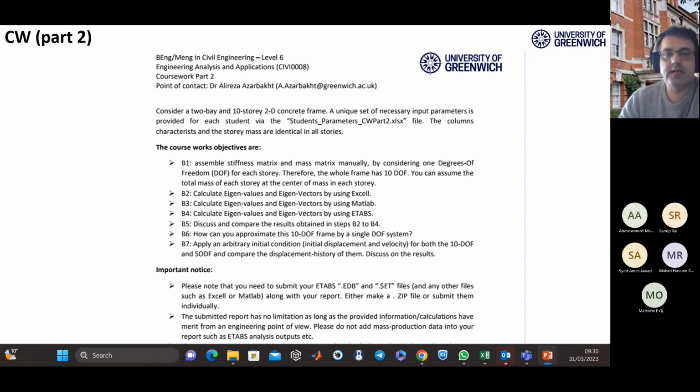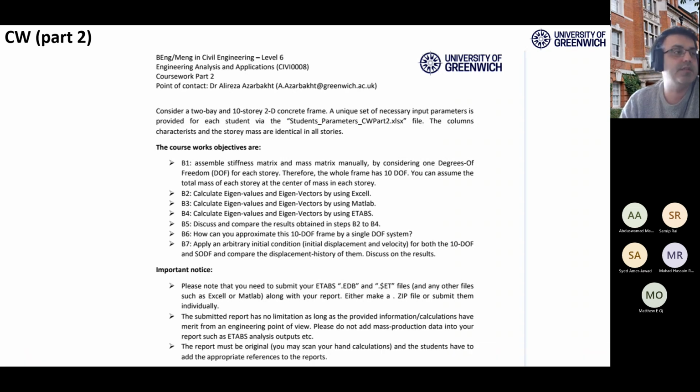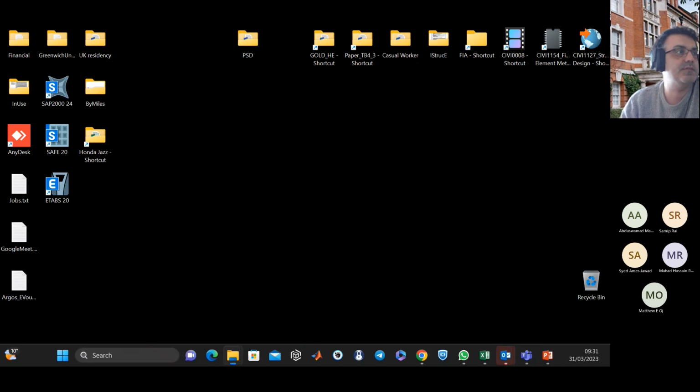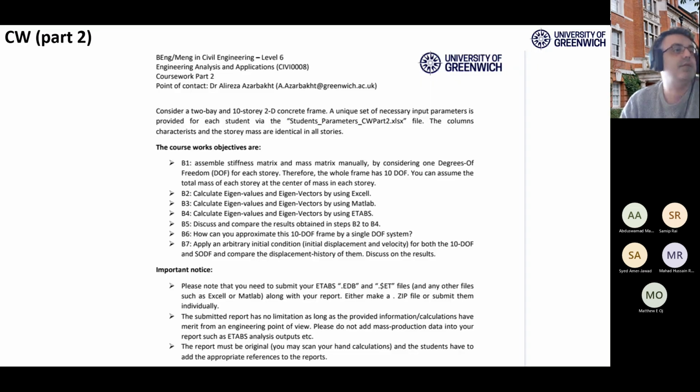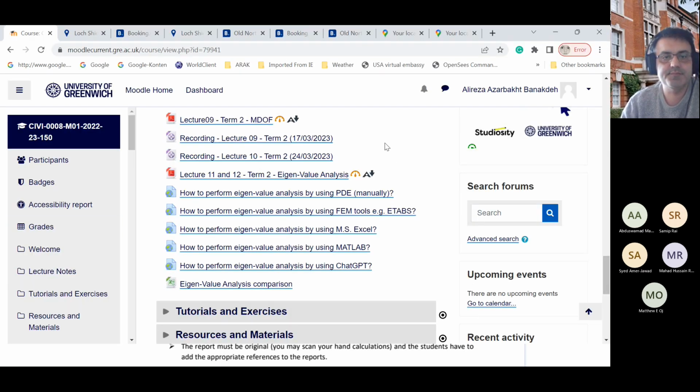For this purpose, for the single degree of freedom system, you can use the Excel sheet I already supplied on the Moodle for the single degree of freedom systems. If you remember, we have, let me open the Moodle to just take a look at the page.